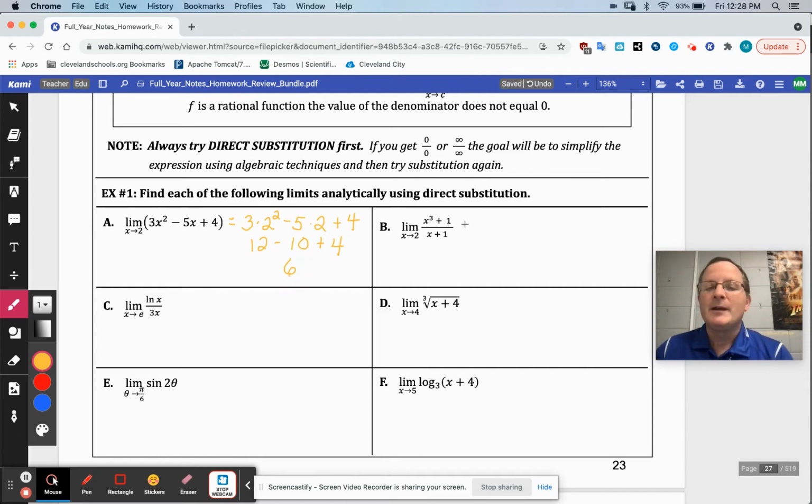But anyway, 12 minus 10 is 2, 2 plus 4 is 6. Okay, then same game here. We should be able to substitute directly in. So 2 cubed plus 1.